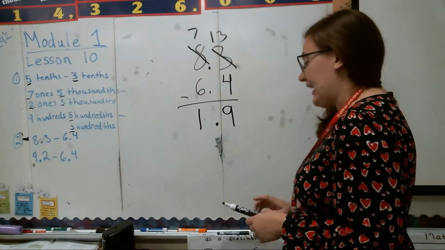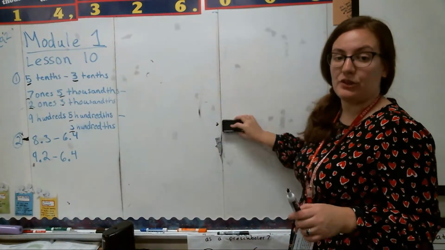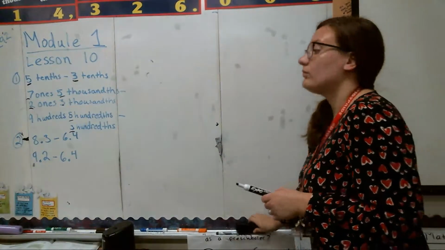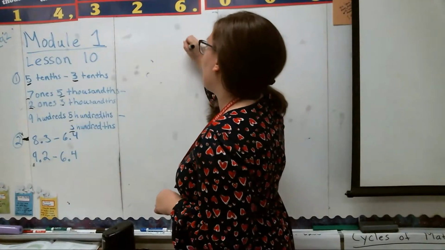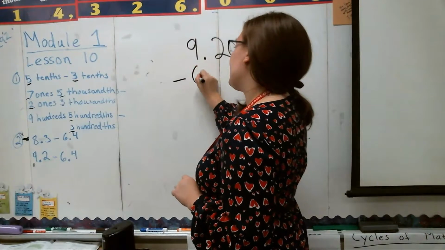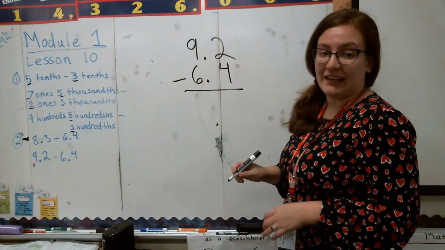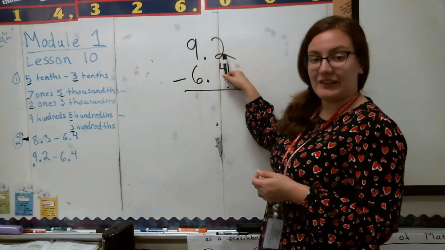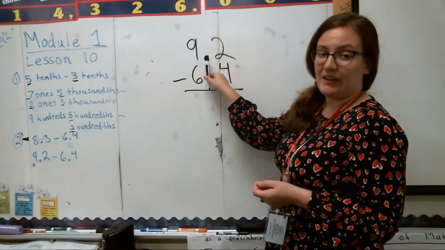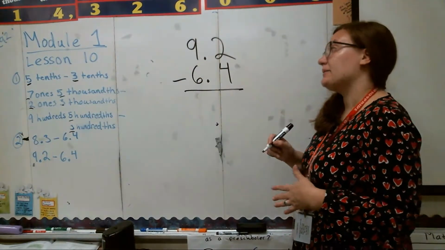All right, let's try this next problem, and then after that, you will have 3 problems you'll be trying on your own. For this next problem, we have 9 and 2 tenths minus 6 and 4 tenths. Everything is lined up by its place value, so my tenths are lined up, my decimal points are lined up, and my ones are lined up. I can now start to try and subtract.